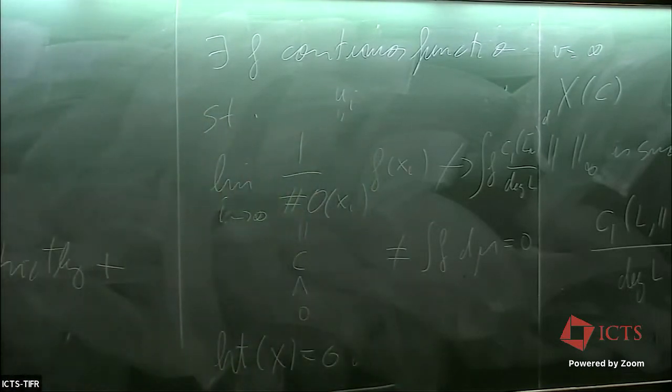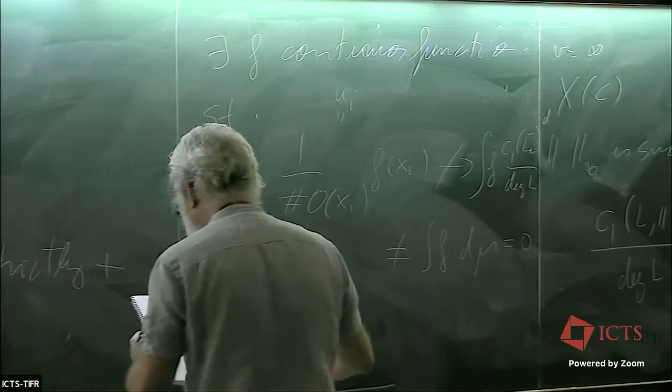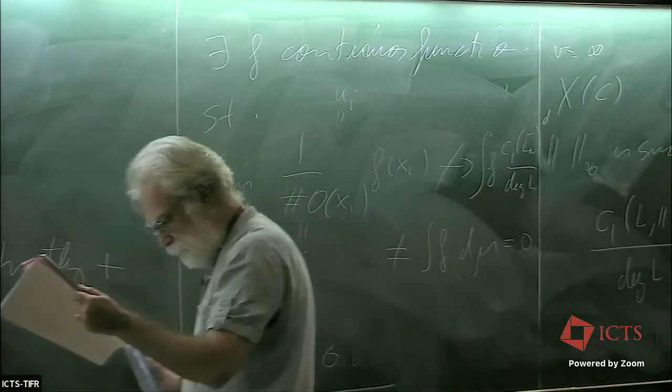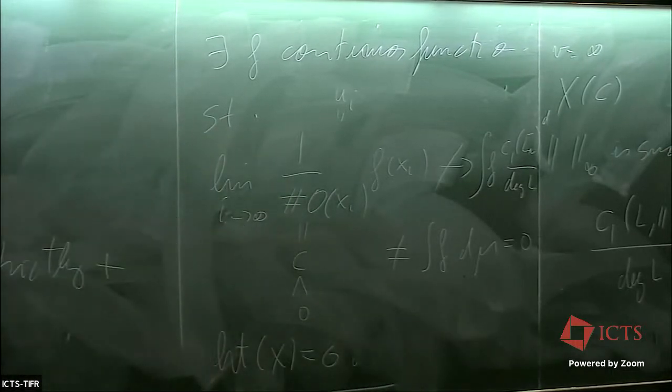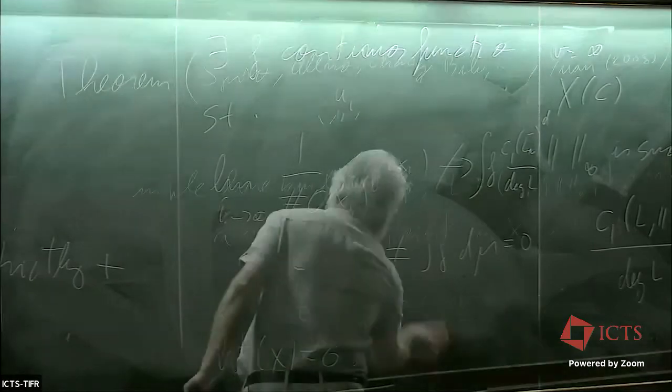So the sequence of points were converging to zero. Okay. So again, this is not an important thing. And now what happens? Okay. Now the key point is to study a small perturbation of my line bundle.